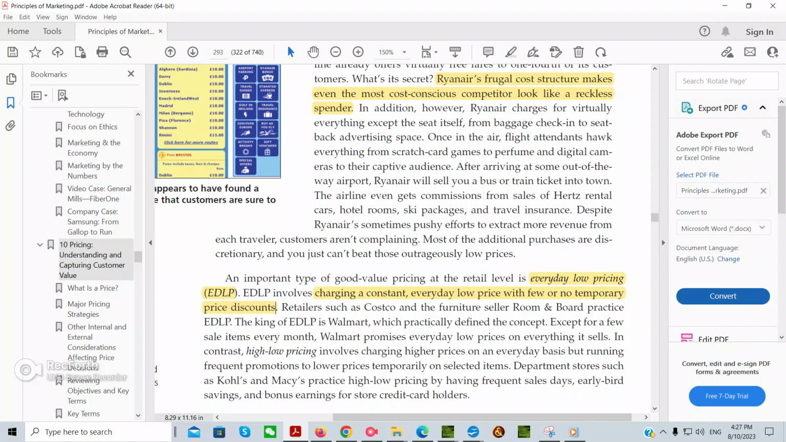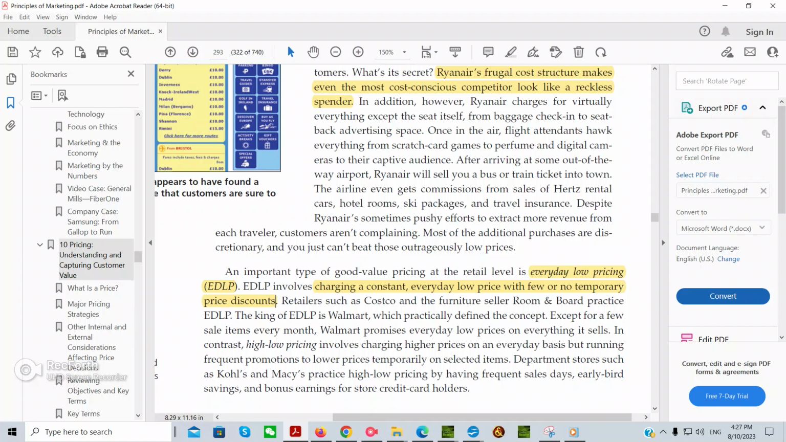Retailers such as Costco and furniture seller Room & Board practice EDLP. The king of EDLP is Walmart, which practically defined the concept. Except for a few sales items every month, Walmart promises everyday low prices on almost everything it sells.